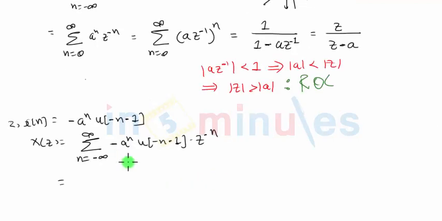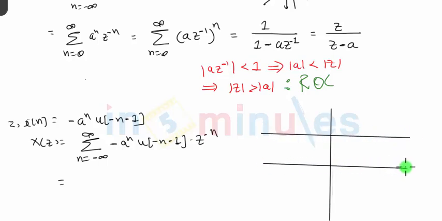Now we will have to understand what is u of minus n minus 1, as per which we can modify the limits. So we should quickly recall the operations of folding, shifting, etc., which you must have studied in the course of signals and systems.